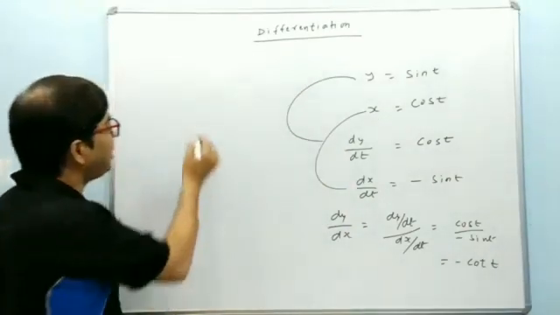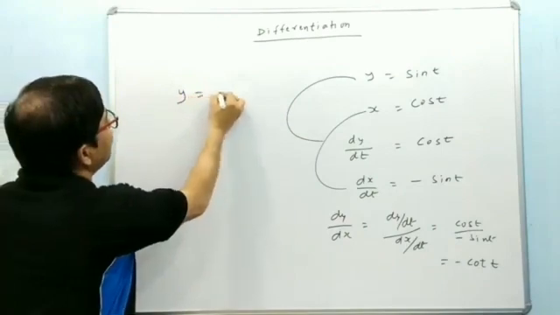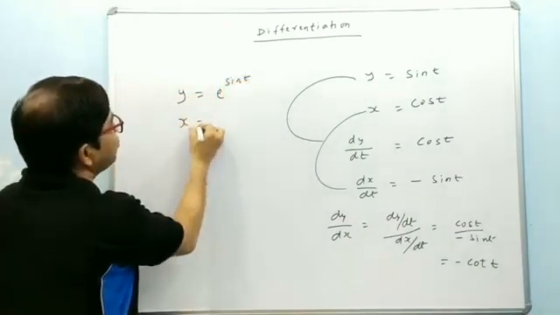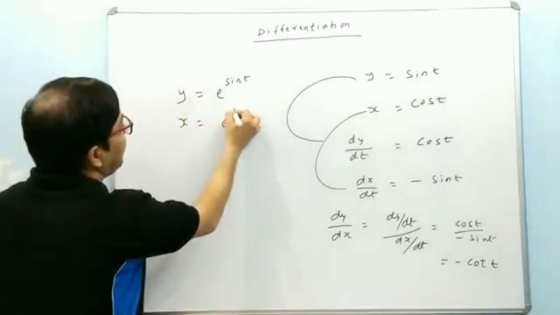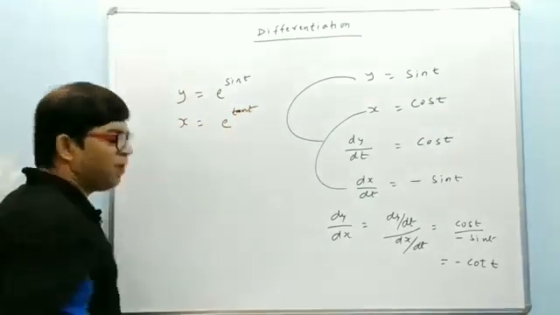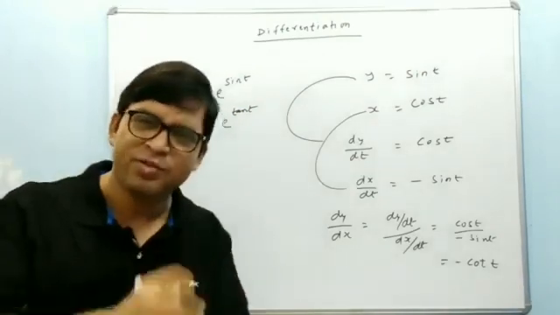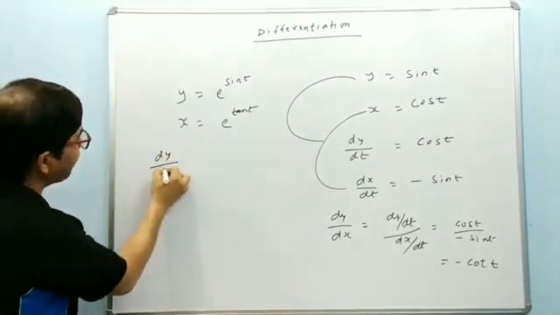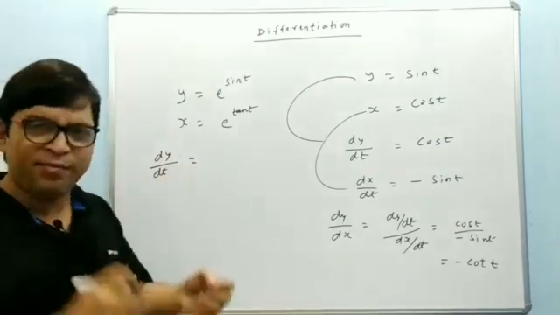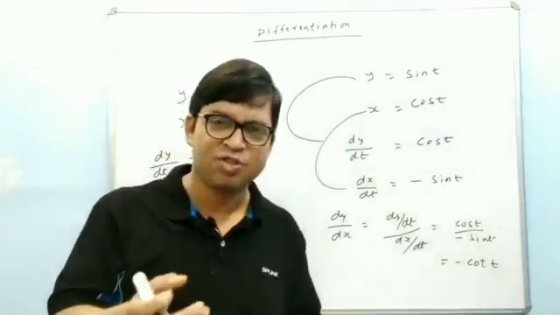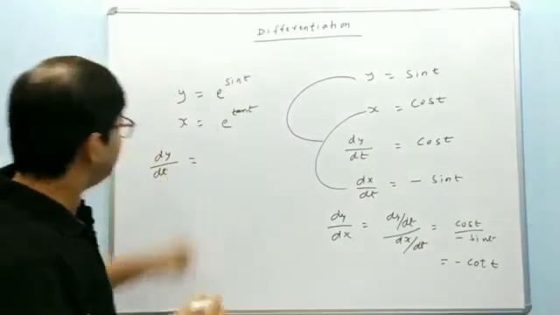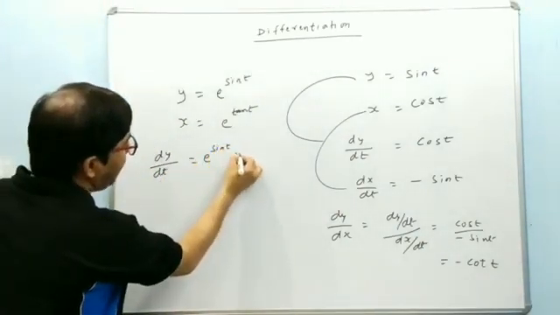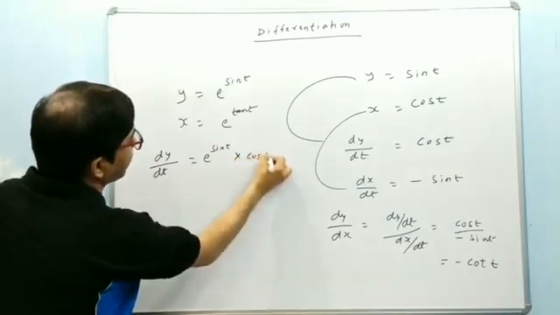One more example I am taking. If y is equal to e to the power sin t and x is equal to e to the power tan t, we need to find dy by dx. Simply you just proceed. dy by dt: directly we can write, we have done that thing in the chain rule earlier. So this will be e to the power sin t into cos t.